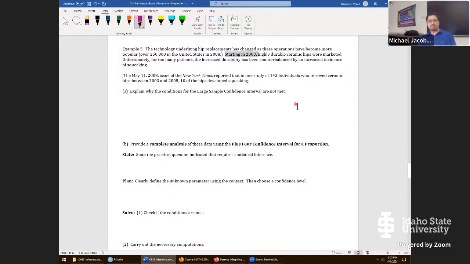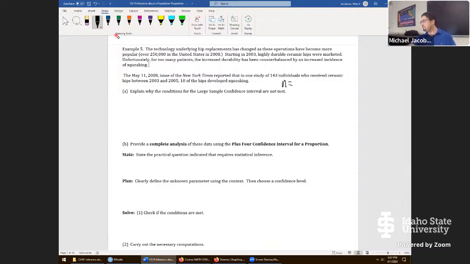I do want to mention right here, medical technology problems are extremely hard to analyze because when we go to write our conclusions, we have to think of the technology as it was and as the training was for using this technology in 2008, but all that stuff starts to evolve, the technology and the training on how it's implemented. But in this year here, in the New York Times, they reported that there's a study of 143 individuals.